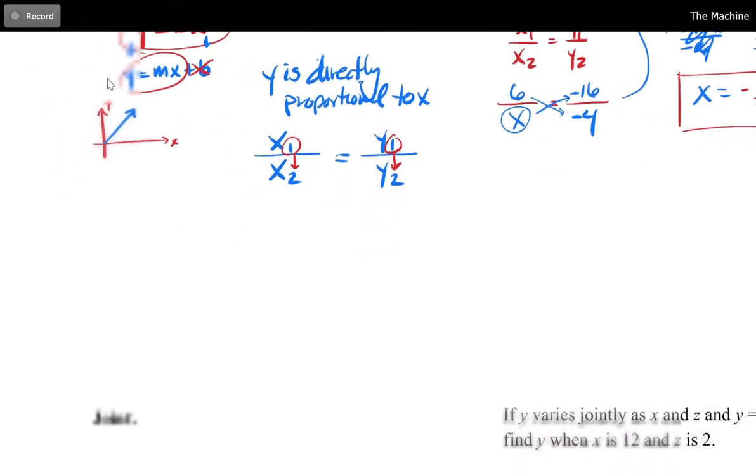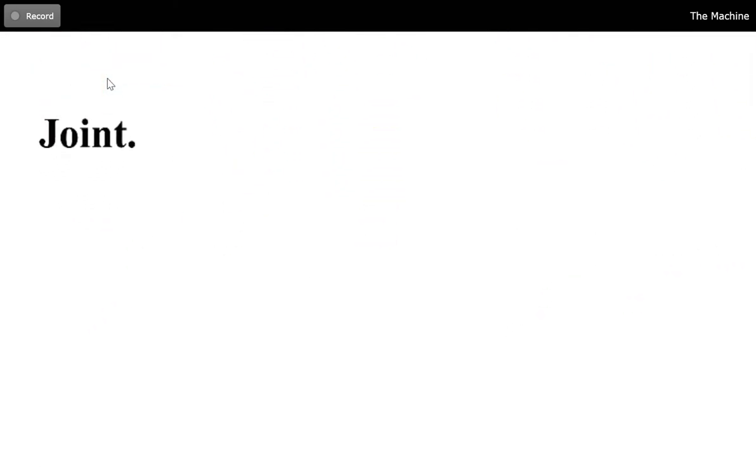Joint variation is when you've got more than one thing going on.